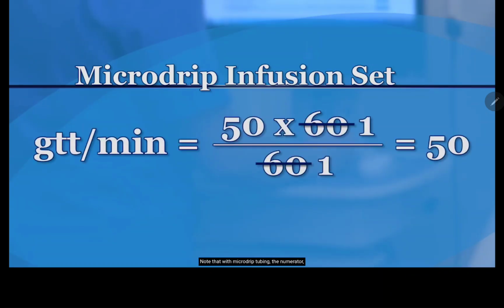Note that with microdrip tubing, the numerator, 60 drops per milliliter, over the denominator, 60 minutes, cancels out to 1. So the rate in drops per minute is always the same number as the hourly volume.